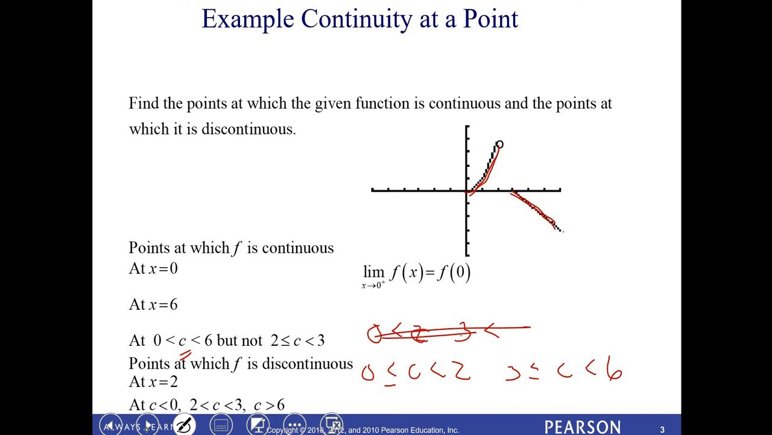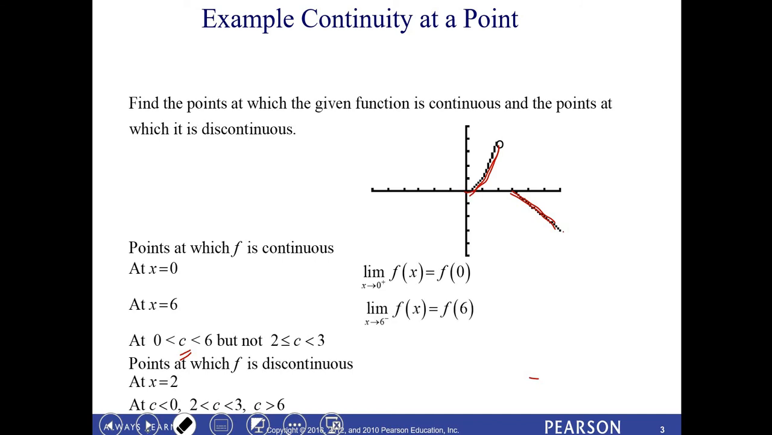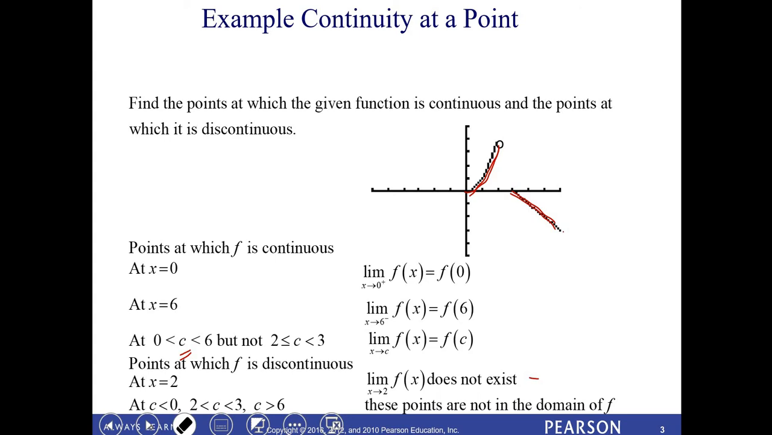So let's connect this to limits. The limit as x approaches 0 from the right equals f of 0. The limit as x approaches 6 from the left is f of 6. The limit as x approaches c, in other spots, remember we restricted c, c could not be between 2 and 3, is also f of c. The limit as x approaches 2 does not exist. These points are not in the domain of f.